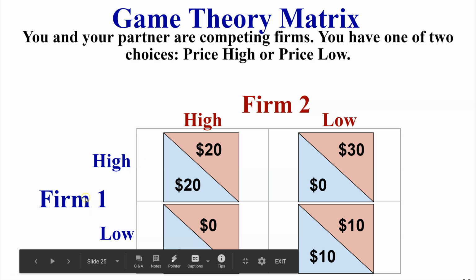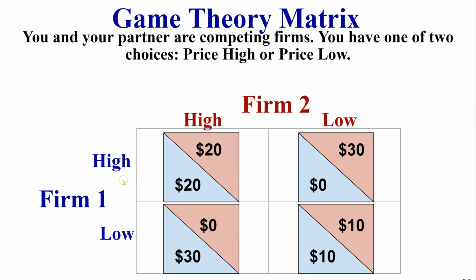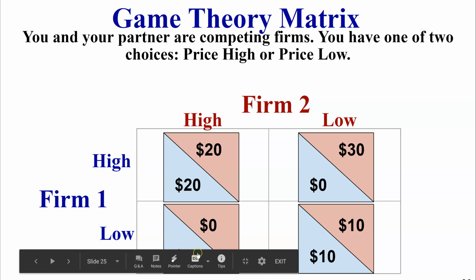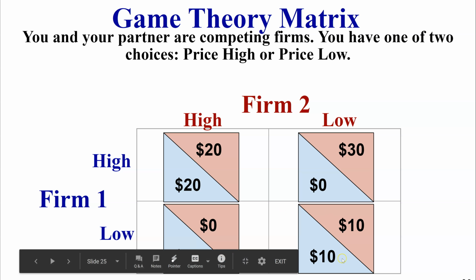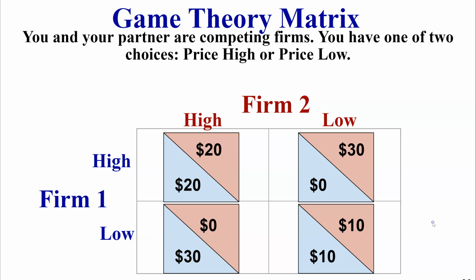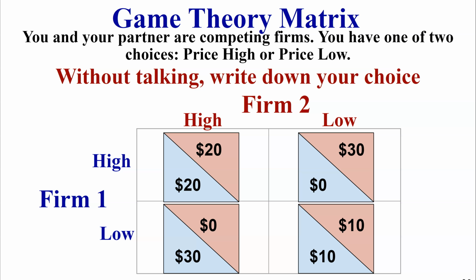Now let's look at firm one and see what their options are. If firm two goes high, is it better for firm one to go high and make $20 or low and make $30? The answer is it's better for them to make $30. But if we look at the scenario where firm two goes low, as we know is their dominant strategy, is it better for firm one to go high and make $0 or low and make $10? Well, it's obviously better for them to go low and make $10. So that tells us firm one also has a dominant strategy of going low.